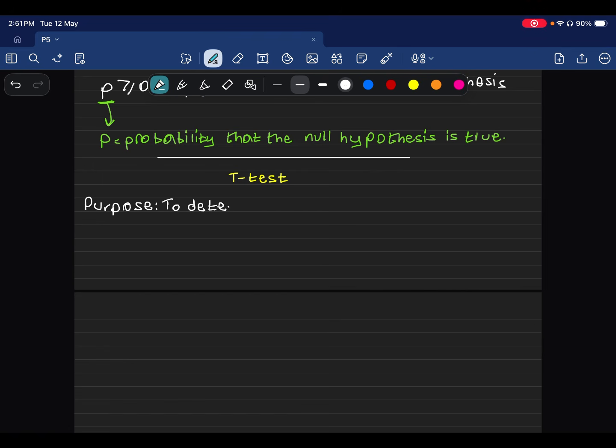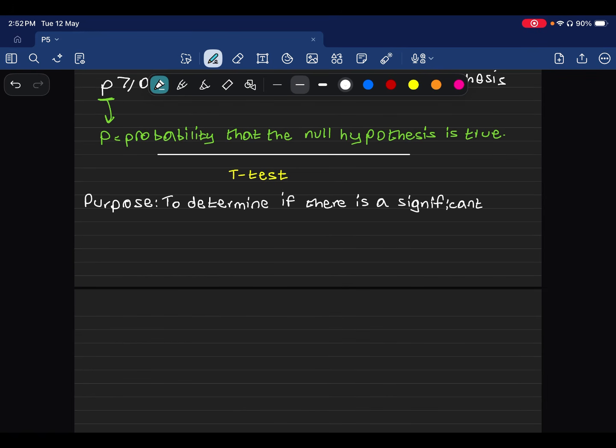A t-test is used to determine if there is a significant difference between the means of two sets of data.